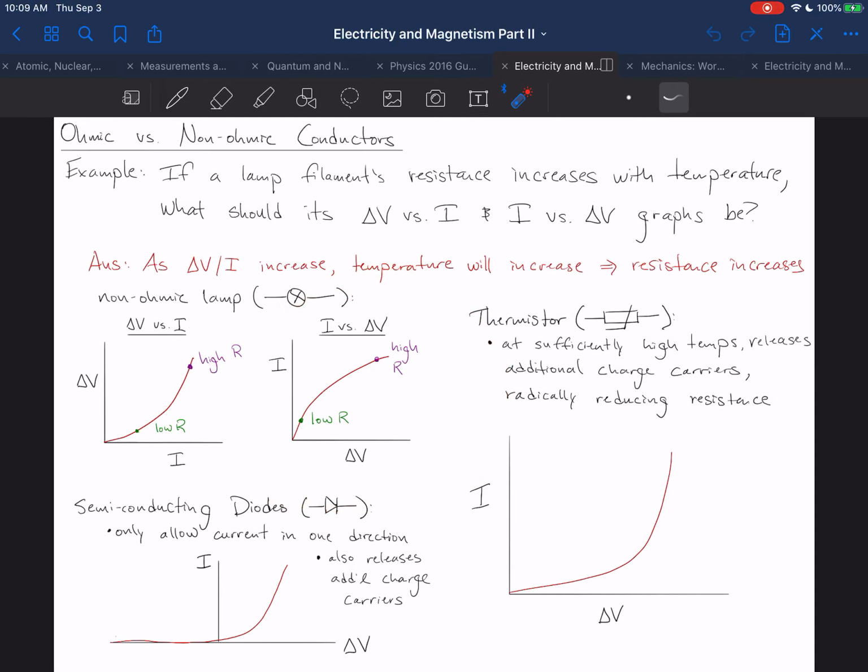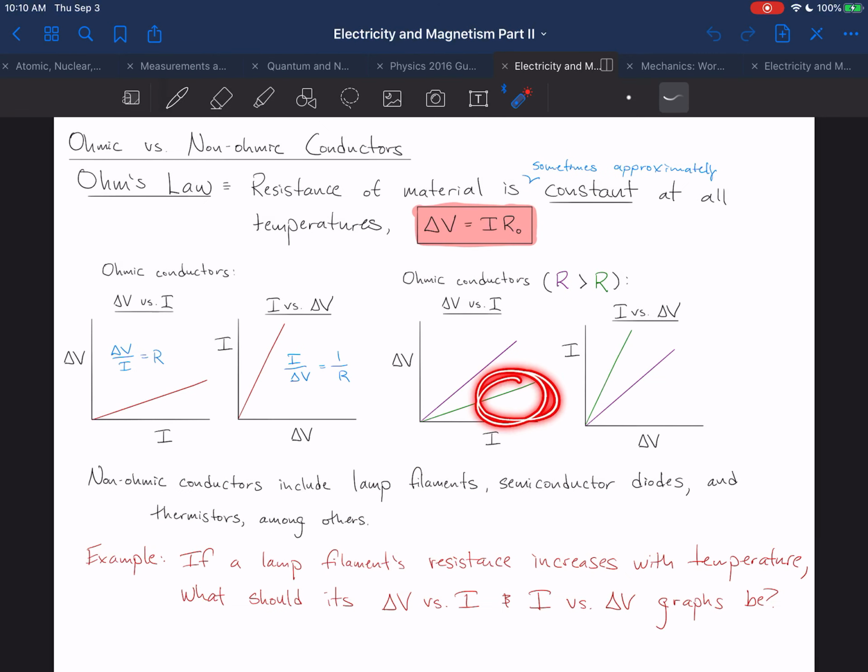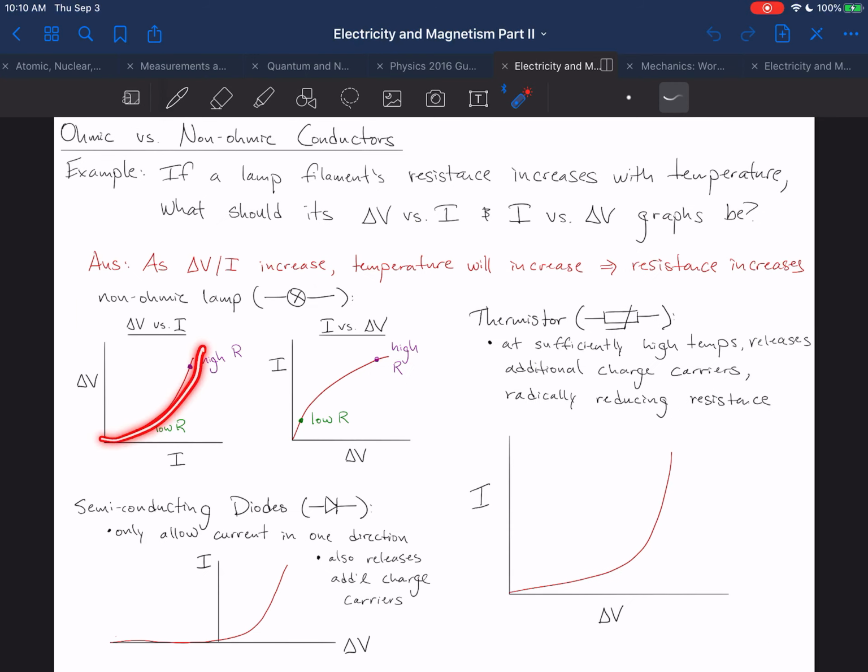It's probably a little clearer with the independent and dependent variables on the correct axes. For a given delta V, a small amount of applied potential difference, you can get a pretty significant current, and there's low resistance there. But as that lamp filament heats up, it takes more and more delta V to increase the current by the same amount. You can also get this by flipping back and forth and noticing that the low resistance on the delta V versus I graph corresponds to the lower sloped line, and higher resistance is on the higher sloped line, which means it's going to have this shape. It'll go from a lower sloped line to a higher sloped line.